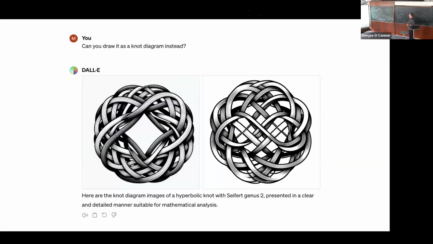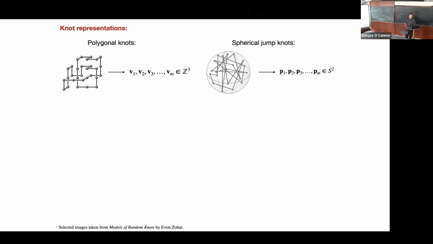So how might you reasonably try and apply machine learning to low-dimensional topology? Well, the first thing is that you've got to fix a representation of the knots you're working with, and this is actually a non-trivial issue. There are lots of ways to represent knots in a way that a computer can take them as input and then work with them.